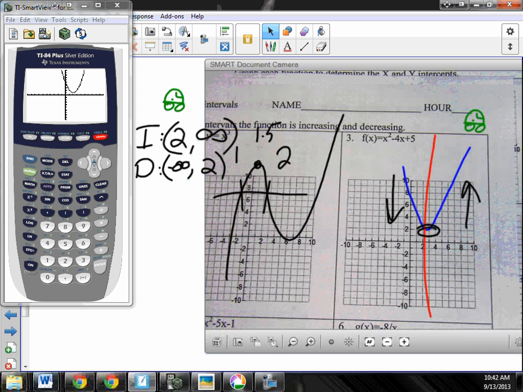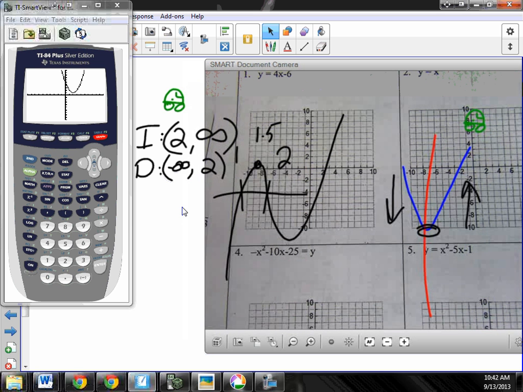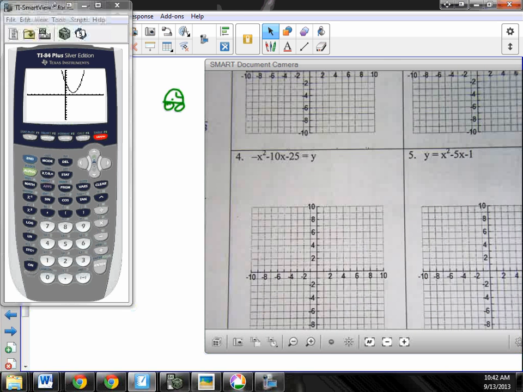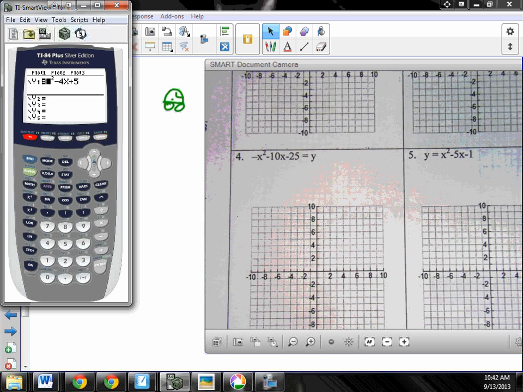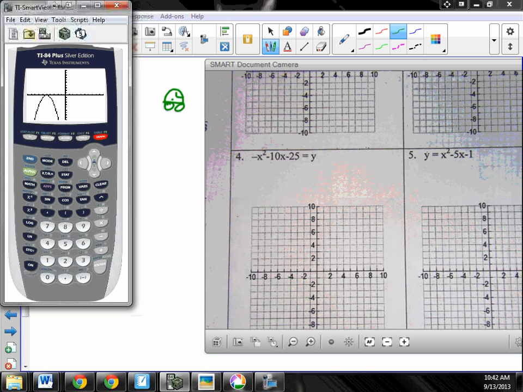Okay. Let's look at number 4. So let's graph this. Negative x squared minus 10x minus 25. Oh boy. Negative x squared minus 10x minus 25. So our graph looks like this.